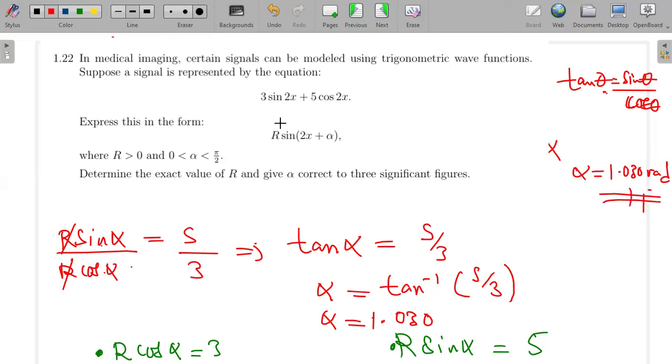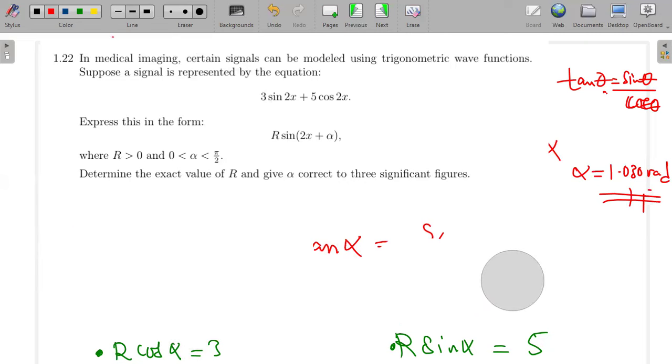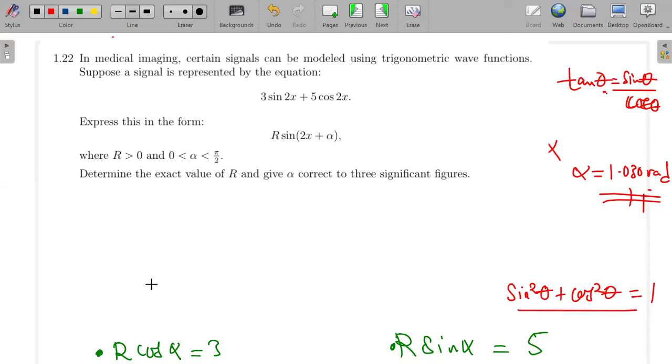Okay, so now that we found our alpha, we're just remaining with the r to express this guy in this form. So now how do we find the r? We're going to do a very nice trick that will involve this identity here. So remember, sine squared theta plus cos squared theta is always equal to 1, right? So we're going to use this. So what am I going to do?